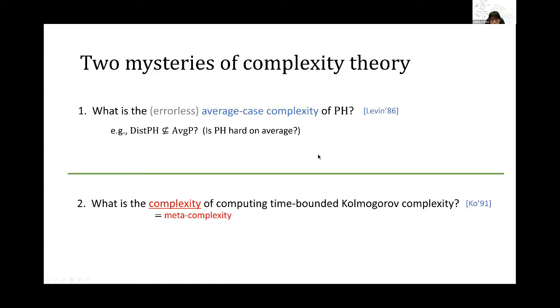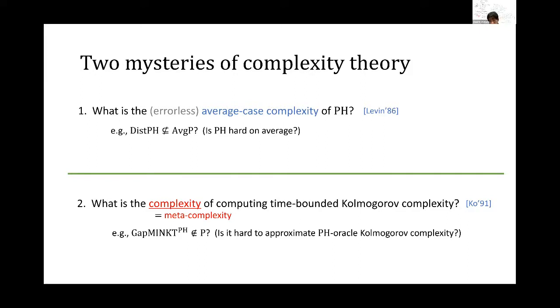Another mystery of complexity theory is the complexity of computing time-bounded Kolmogorov complexity. This question essentially dates back to a seminal work of Trakhtenbrot, and we usually call the complexity of complexity meta-complexity. An example of a meta-complexity theoretic problem is whether Gap-MINKT with a pH oracle is not in P. This means whether it is hard to approximate pH-oracle time-bounded Kolmogorov complexity.